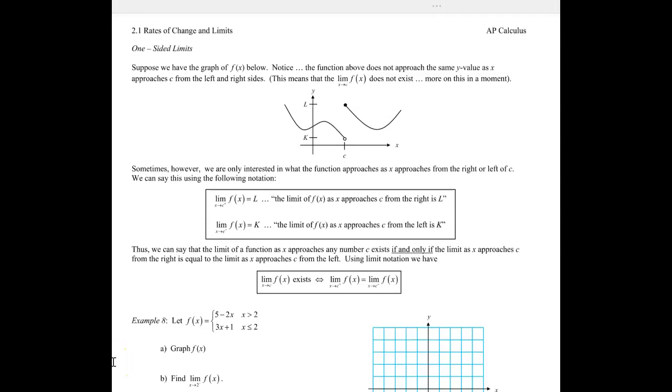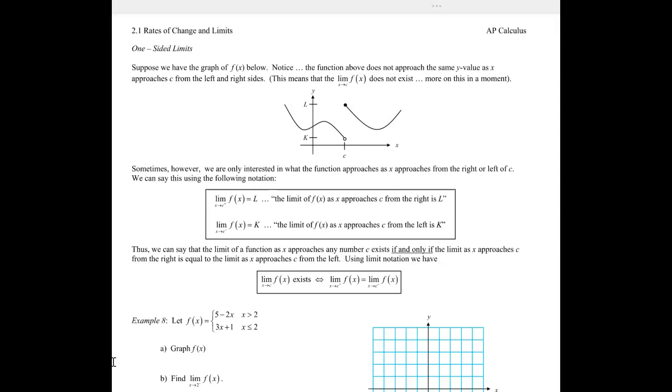Alright, Miss Schuessler, what if it doesn't approach the same number every single time from the left and from the right? Well, there are things called one-sided limits, so let's look at the graph below, and we notice that the function does not approach the same y value as x approaches c from the left and the right sides. That means that the general limit as x approaches c of f of x does not exist in this particular moment.